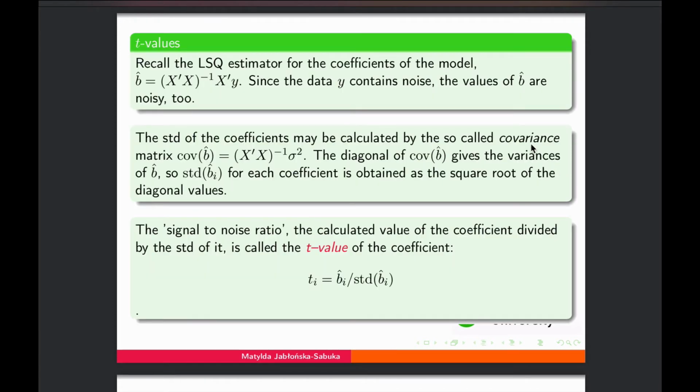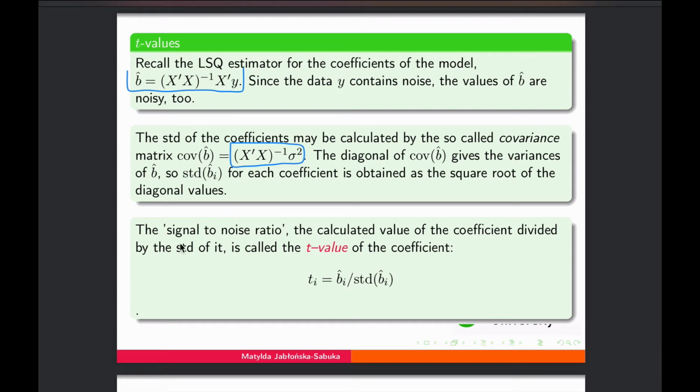Now if you recall the least squares estimator for the coefficients, it was represented by this equation. Since the data y contains noise, the values of b, the estimates, are noisy as well. The standard deviation of the coefficients may be calculated by the so-called covariance matrix. If we calculate the covariance of our parameter estimates, which can be done using this formula, the diagonal of the covariance gives the variances of the b parameters. The standard deviation for each coefficient is obtained as the square root of the diagonal values of our covariance matrix.